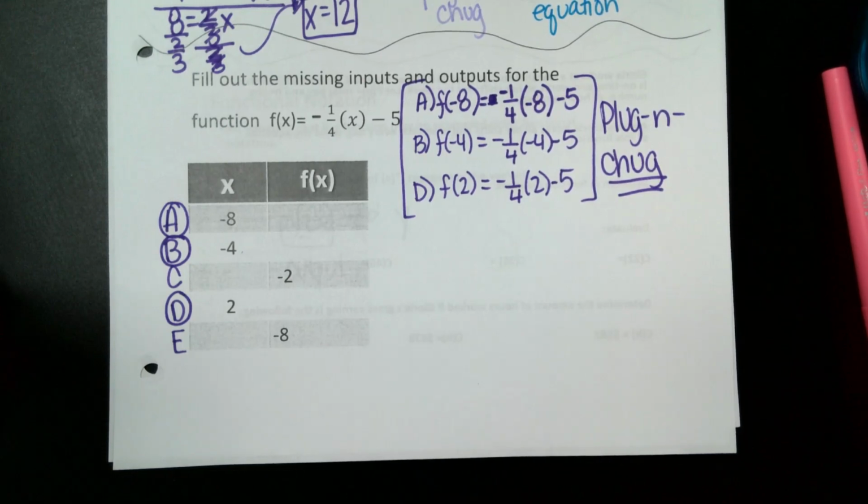So no James, no Colton, no Aiden for now. Somebody else give me the answer to A. Let's see. So -1 times -8 would be +8, divided by 4 would be 2, and then -5. Should be -3.